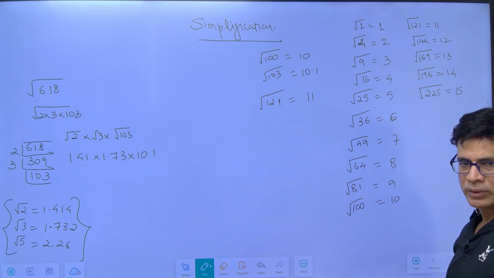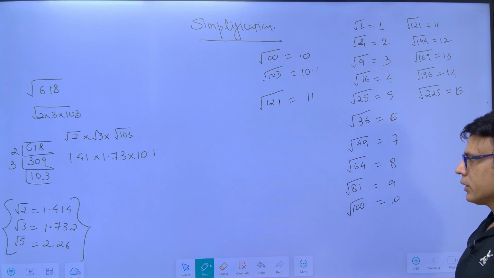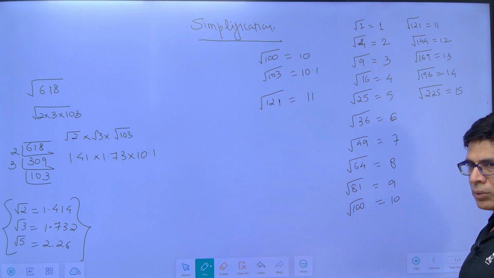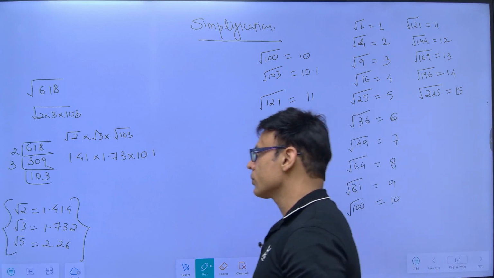Right? Certain values. You cannot remember all the values. Let's try to find out the exact value. Close value means 99.9% correct value of under root of 103.